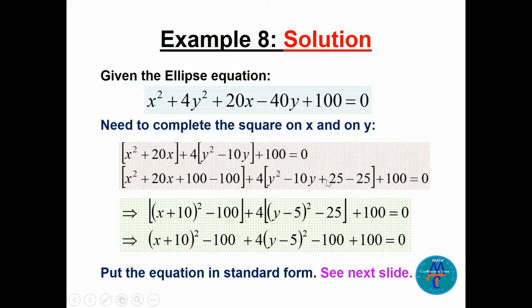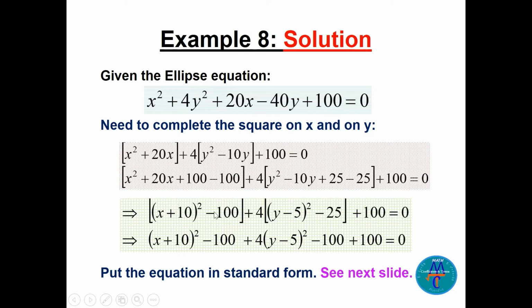Square it, you add 25, subtract 25. And then we leave this plus 100 is equal to 0. This one x plus 10, this one here. The first 3 terms will be perfect, minus 100. 4, this is y minus 5 squared minus 25 plus 100 is equal to 0.